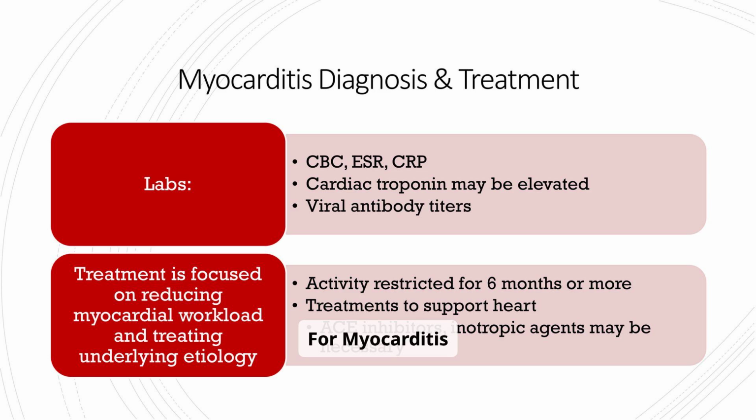For myocarditis diagnosis, labs such as CBC, ESR, and CRP are helpful. Cardiac troponin may be elevated. Viral antibody titers can also be checked. Treatment focuses on reducing myocardial workload and treating the underlying etiology. Activity is restricted for 6 months or more, and ACE inhibitors or inotropic agents may be necessary.